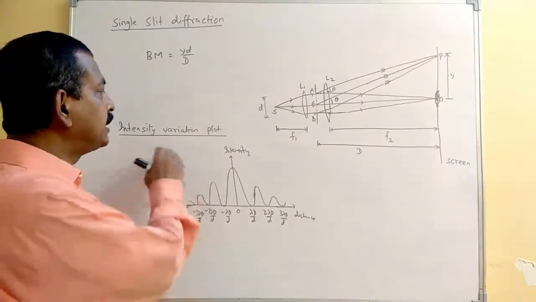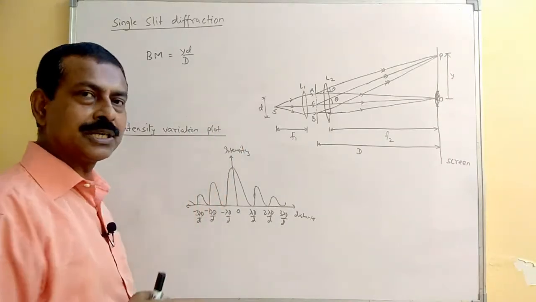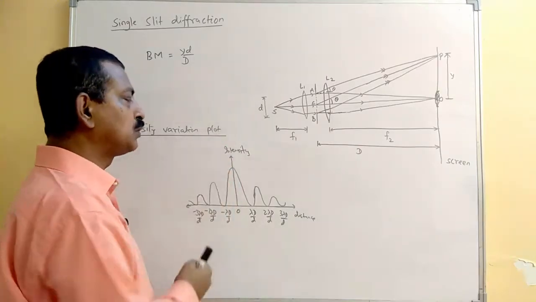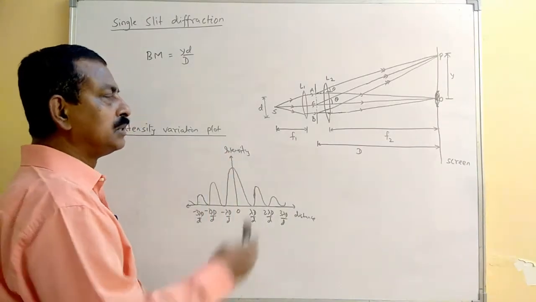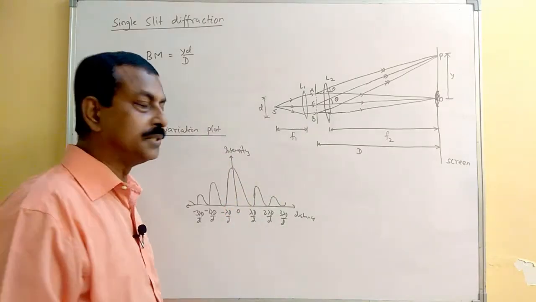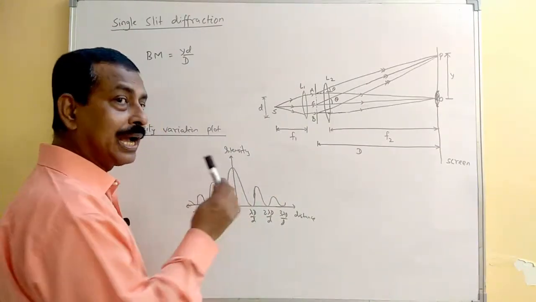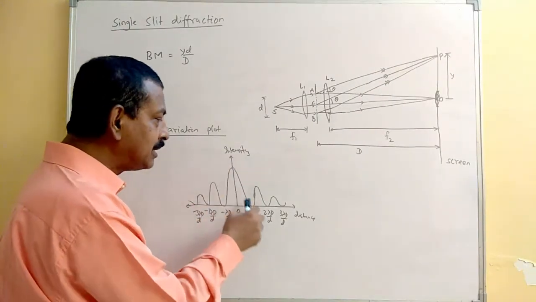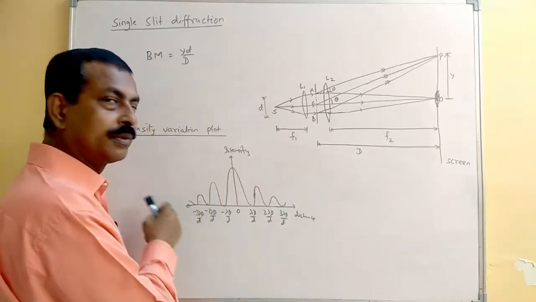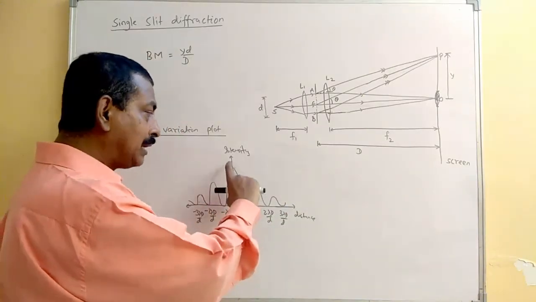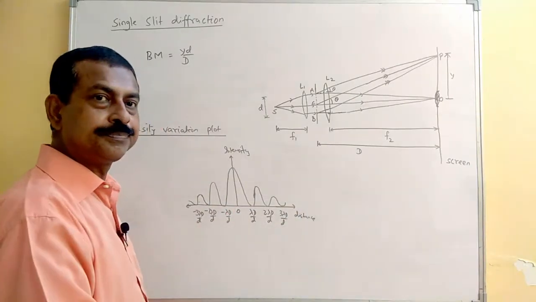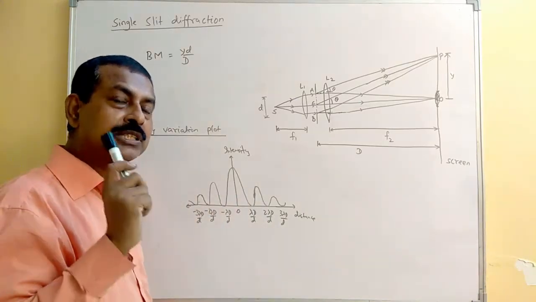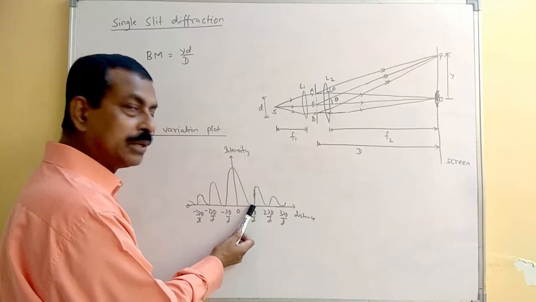Let's now take the intensity variation plot for this single slit diffraction. So here on the x-axis we have the distance or the position. On the y-axis we have taken the intensity, that is the intensity of the pattern which we are getting on this screen. Here you can see the central one, as it is a bright one, its intensity will be maximum. And after that the intensity goes on decreasing on either side, and that one will also decrease very rapidly. At distance lambda D by d, that is the position where the first secondary minima is formed, here it is the minimum intensity.